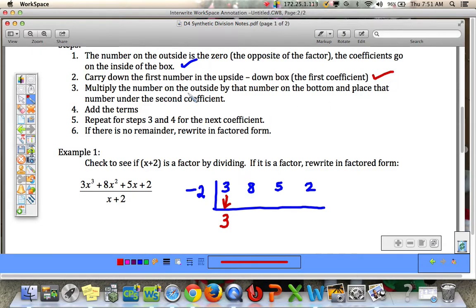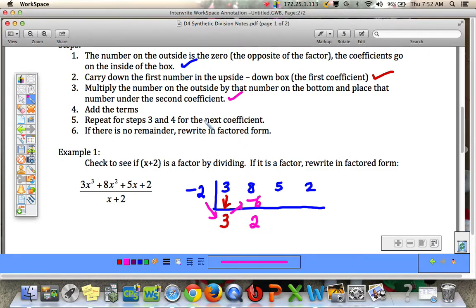Next step, multiply the number on the outside by the number on the bottom and place that number under the second coefficient. So we're going to multiply negative 2 times 3, and we're going to write it right here. So negative 2 times 3 is negative 6. Next step is add the terms. So 8 minus 6 is 2.